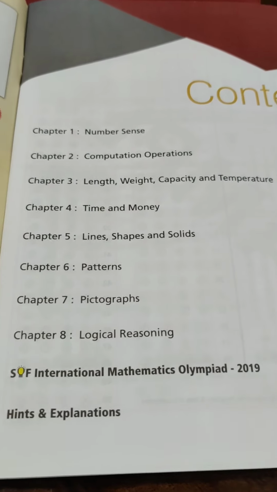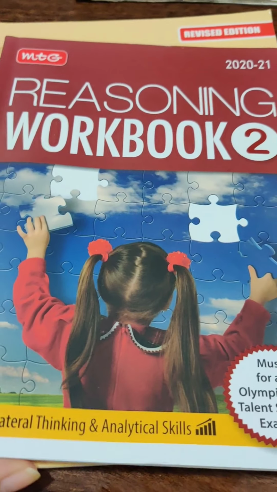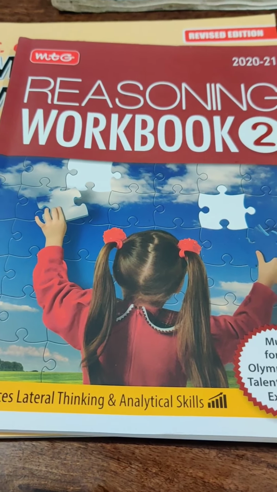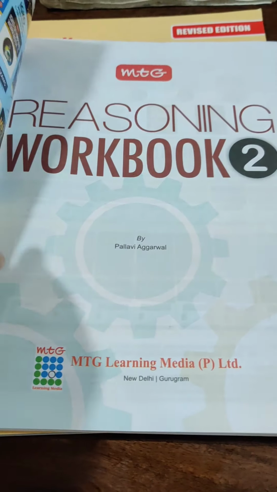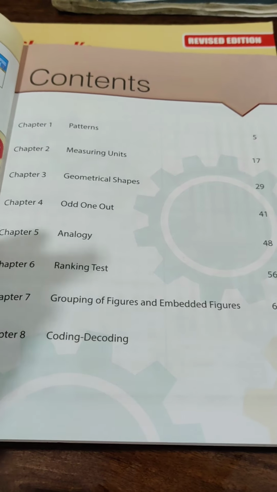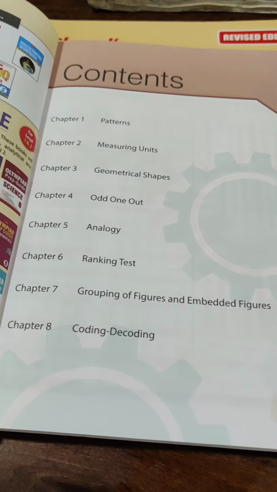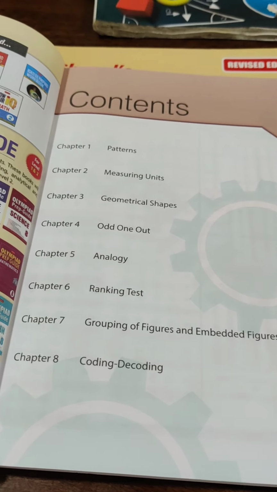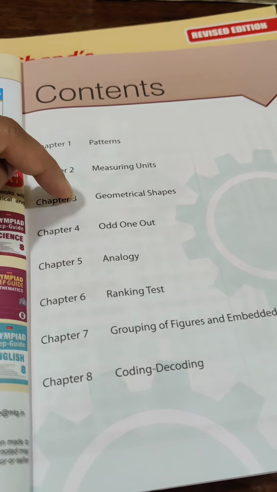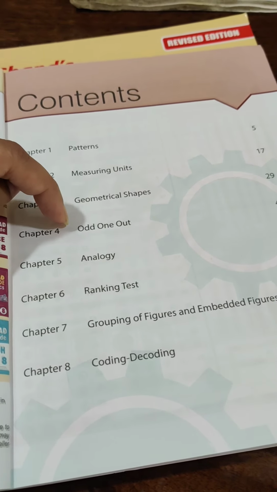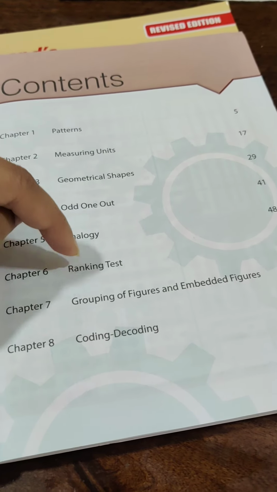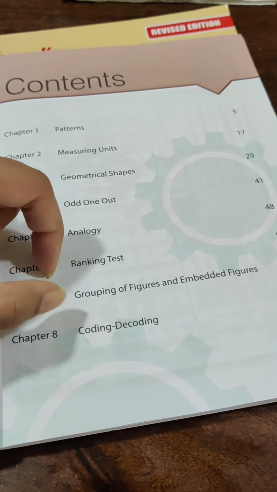So as I always refer to a separate workbook for reasoning, I would recommend you have this workbook, which is specifically designed for logical reasoning questions. Let us have a look at the contents here so that we can understand what the different topics and the different questions are that can be asked under logical reasoning. So the first one is patterns, second one is measuring units, third is geometrical shapes, fourth is odd one out, then comes analogy, ranking test, grouping of figures and embedded figures, and coding and decoding.